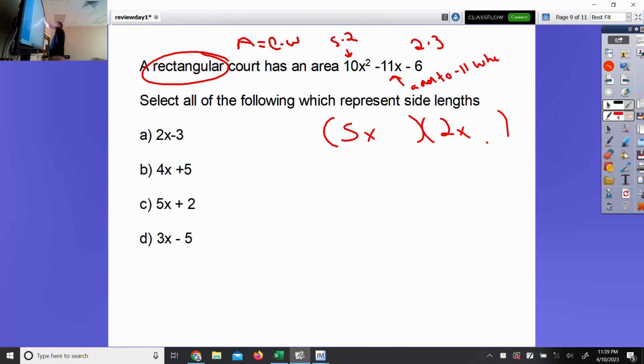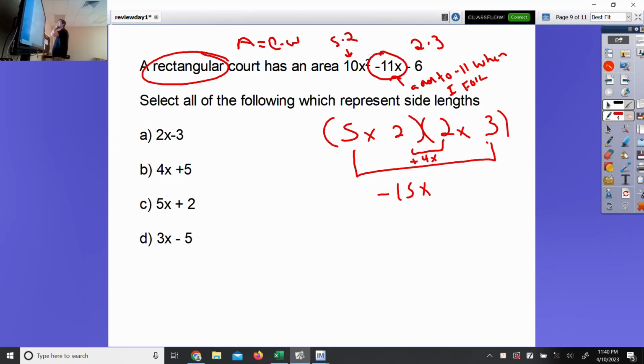When I FOIL, which is something a lot of you can't do, something you need to work on. How do we want to do that? Probably with a 3 here and a 2 there, because the outside makes 15x and the inside makes 4. And a negative 15 plus 4 is a negative 11. So minus 3 plus 2. So I'm looking for 5x plus 2, she's right there. I'm looking for 2x minus 3, she's right there. Again, all of this is non-calculator. It is.